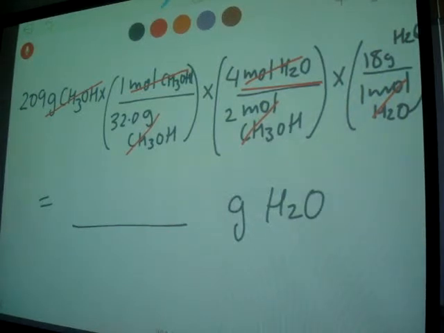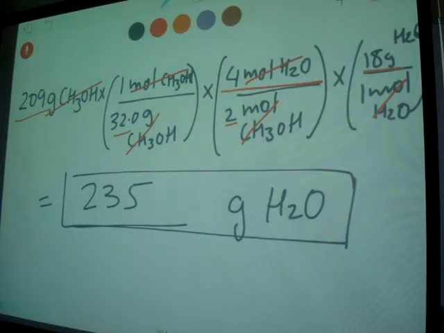Now when you multiply 209 times 4 times 18, divided by 32 and 2, you get about 235 grams of H2O.